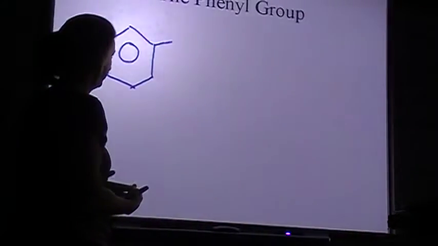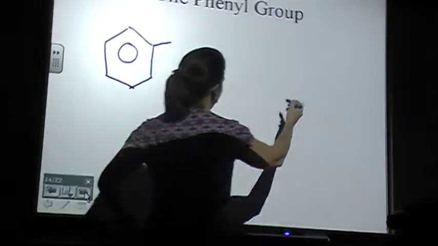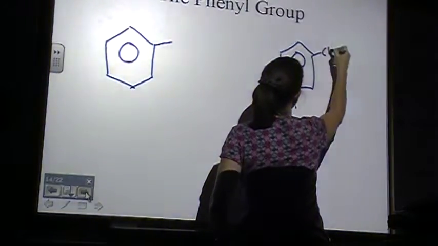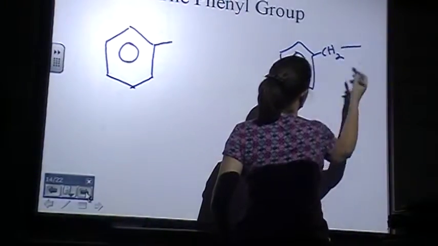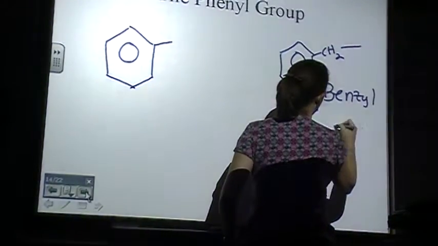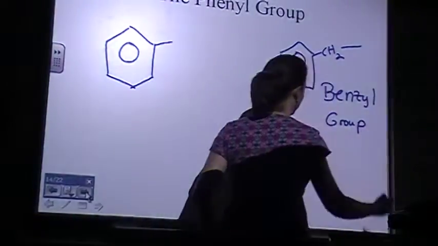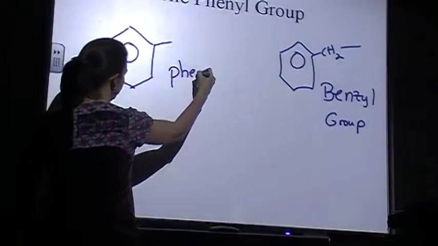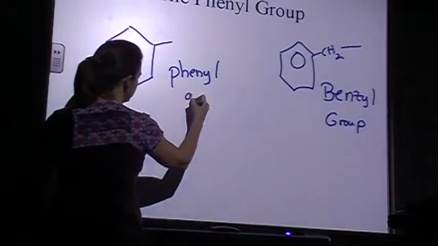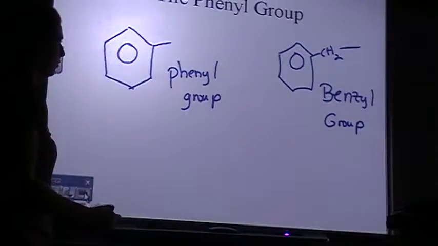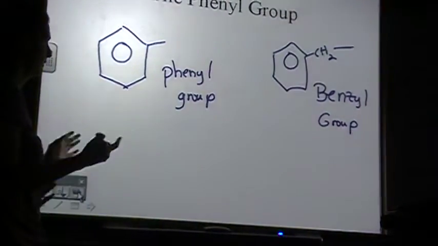There is a benzyl group. I'll put him over to the side. It's quite irritating, but there he is. This CH2, that's called a benzyl group. I guess he had already claimed the name. This is called a phenyl group. Think of these like side groups, like a methyl, an ethyl, chloro, something like that. Well, when would it ever be considered a side group?